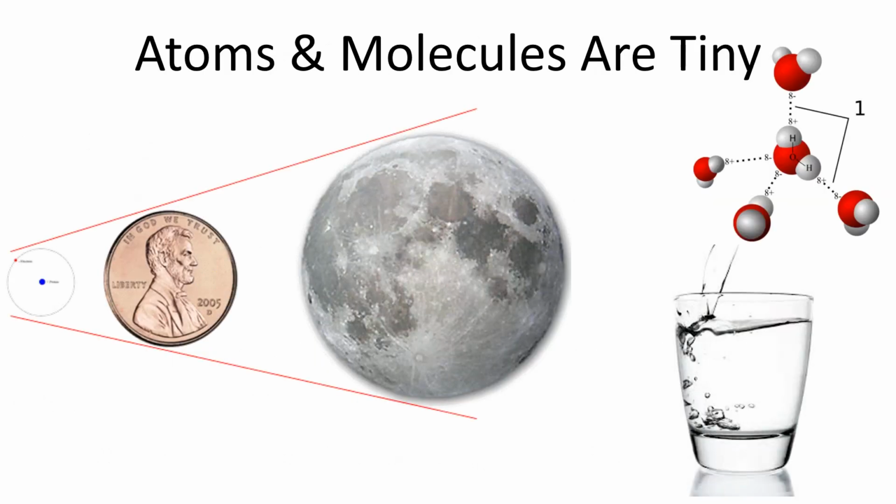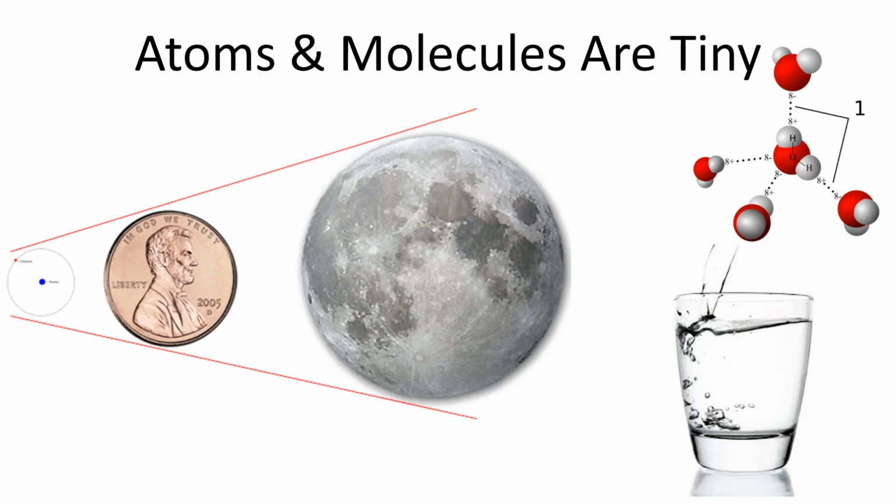Now, atoms are tiny. So tiny, in fact, that not only can we not see individual atoms with the naked eye, we can't even see them with the best optical microscopes. Now, this isn't a limitation of our current microscope technology, but rather with the underlying physics. That means that no matter how good our technology becomes, we will never be able to use visible light to see individual atoms. On the left side of this slide is an analogy showing the relationships between the size of an atom, a penny, and the moon.